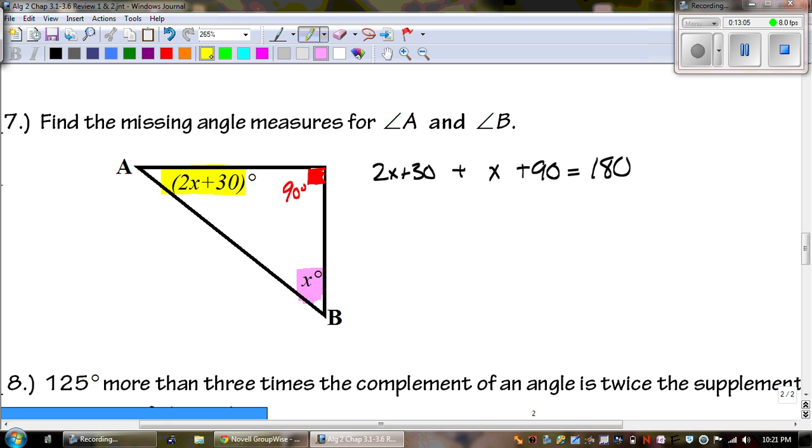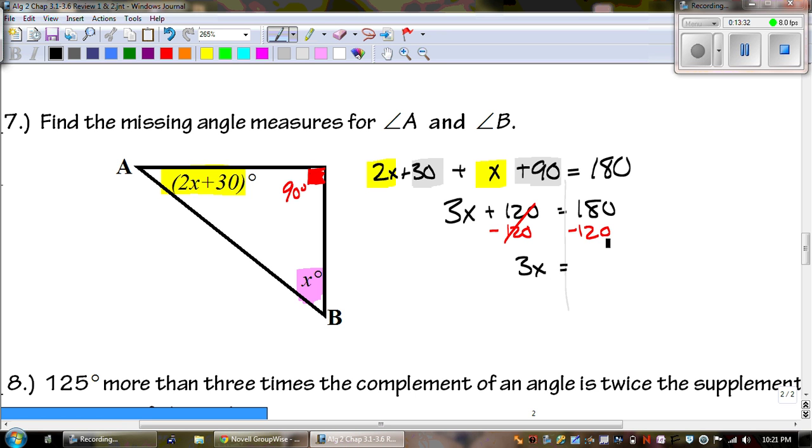Okay, let's combine our like terms. I have 2x and x, which gives us 3x. And then I have 30 plus 90, which is 120. Now we're going to solve using SADMAP, which means I'm going to cancel my addition with subtraction. I get 3x equals 180 minus 120, which is 60. And then to get the x all by itself, we're going to divide by 3. And I get that x equals 20, and that's 20 degrees.